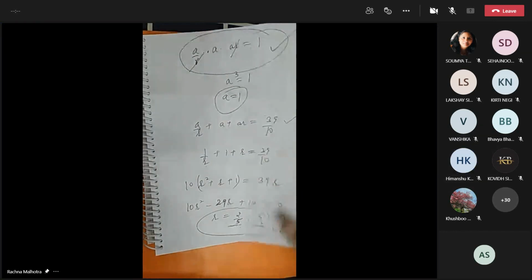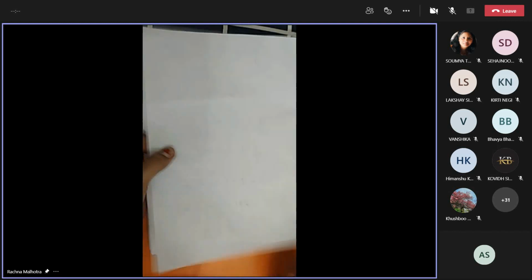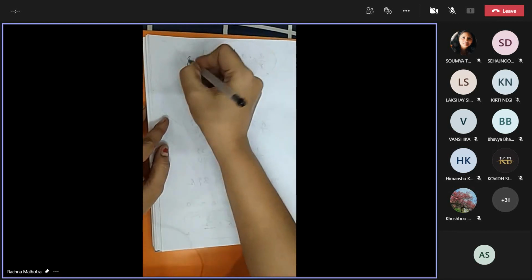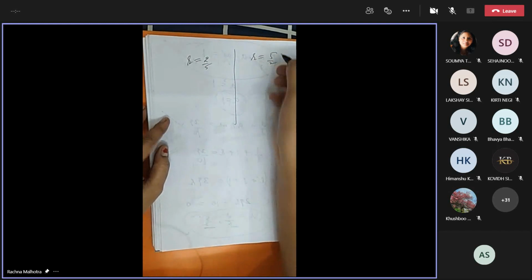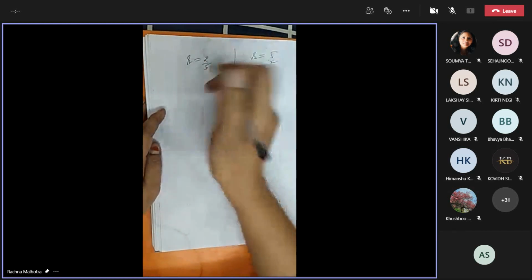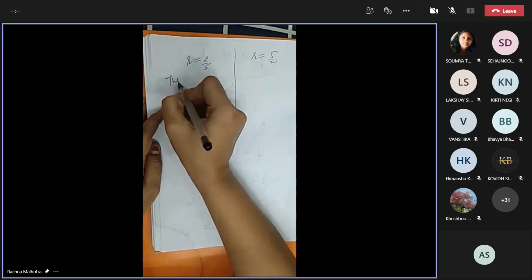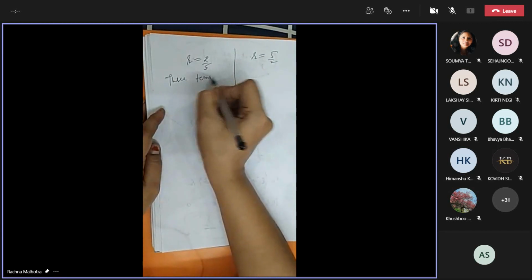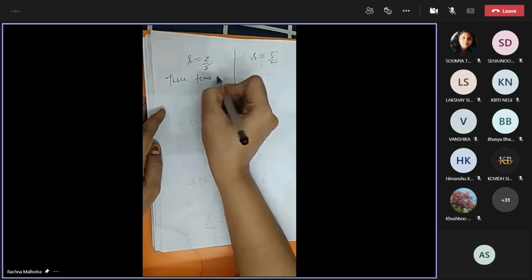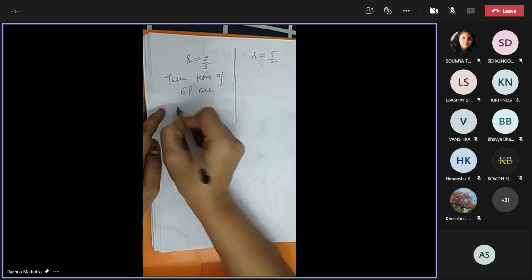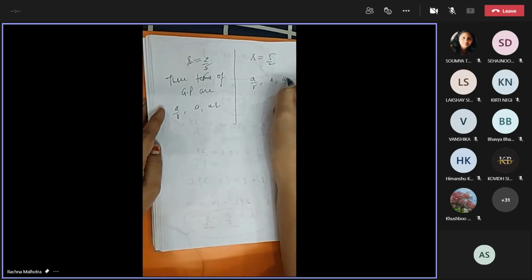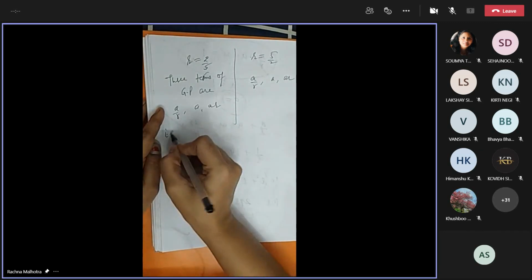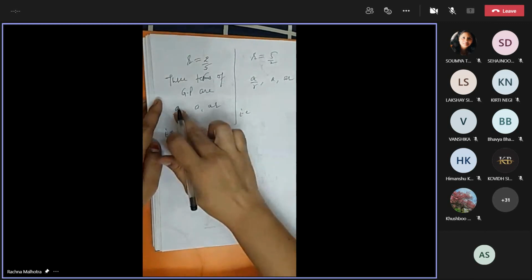Yes, ma'am. So we have got two values for R. Let us see the terms for these two different R. One is 2 by 5 and another is 5 by 2. Now let us check the terms. What are the terms? The three terms of the GP are A by R, A, AR. Here also A by R, A, AR, where A is 1.